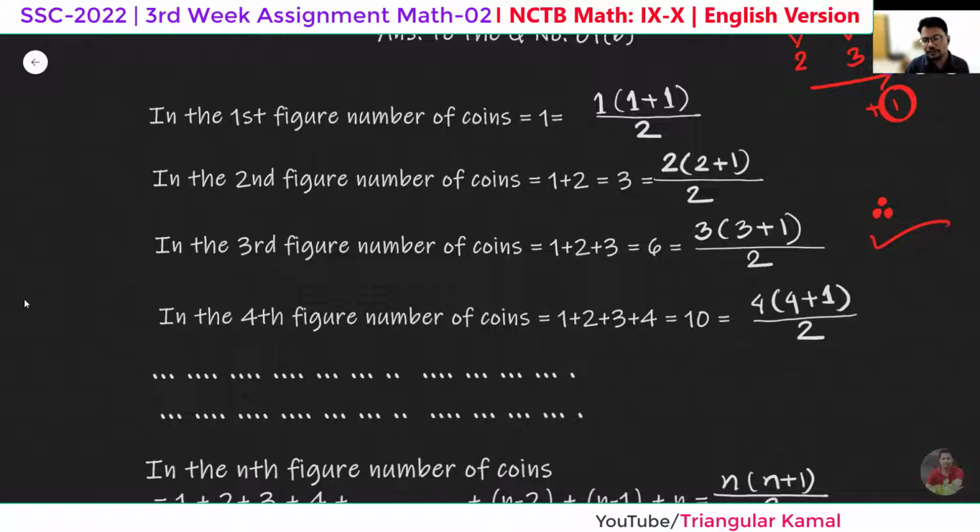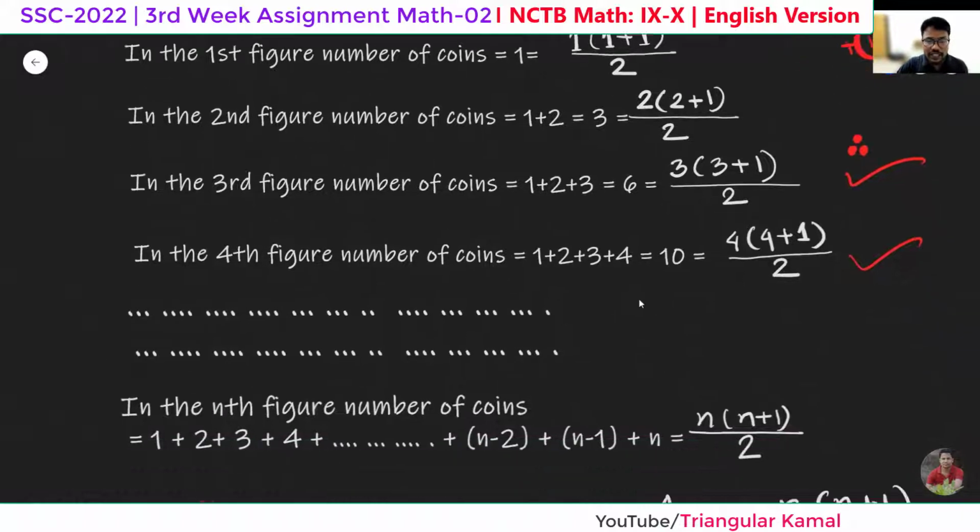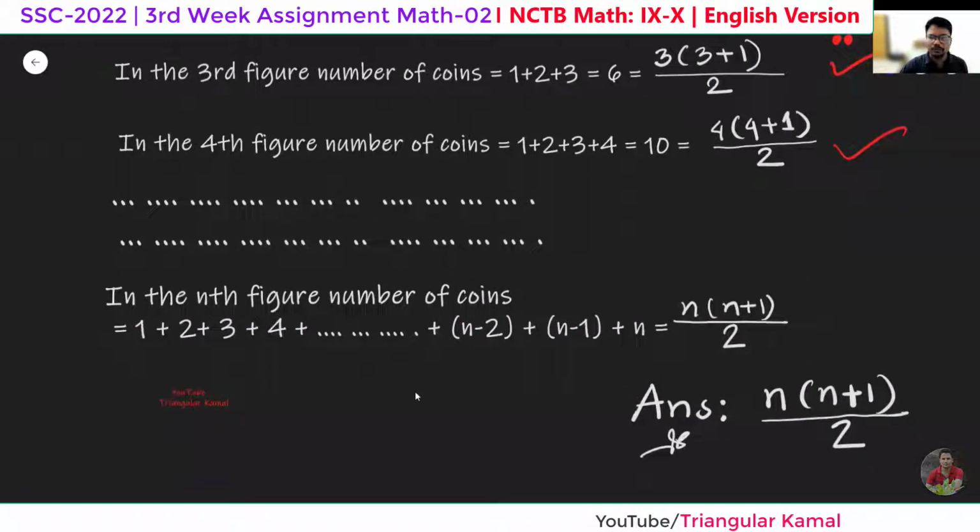Doing the same work for the fourth figure, the total number of coins is 1 plus 2 plus 3 plus 4, which is 10. That means 4 multiplied by 4 plus 1, divided by 2. So by using the same format, in the nth figure the number of coins will be 1 plus 2 plus 3, up to n. In the fourth figure it goes up to 4, in the third figure up to 3, so definitely in the nth figure it goes up to n.